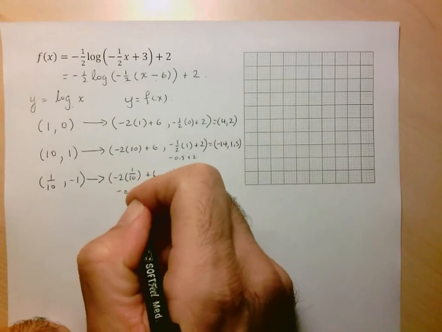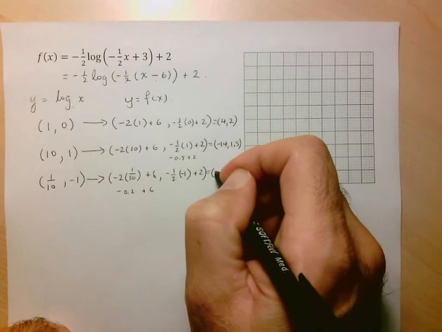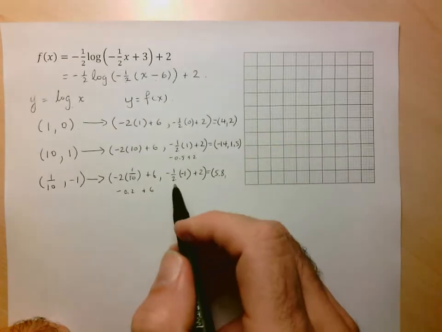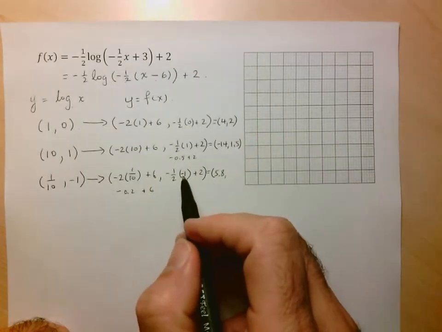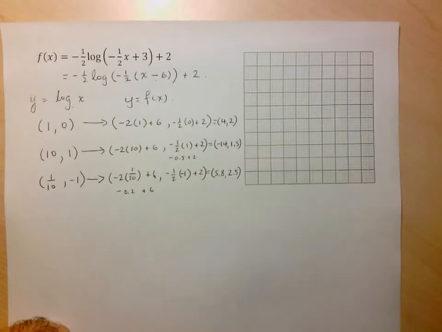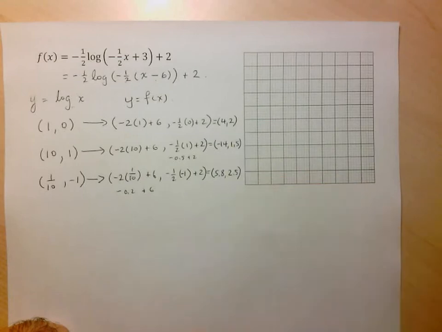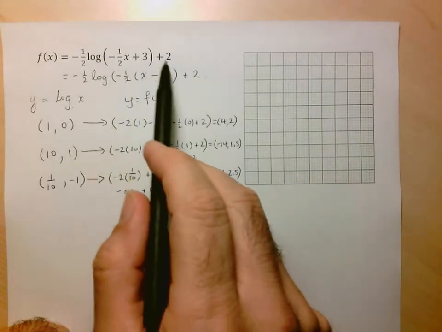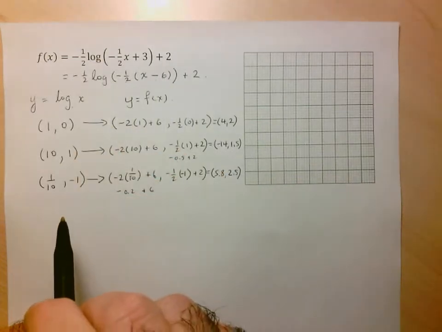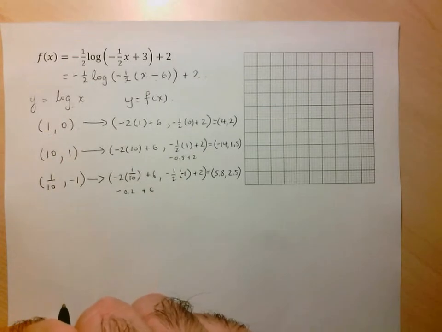So negative 0.2 plus 6, so that's going to be 5.8. And here I've got positive a half plus 2, so that's just going to be 2.5. Okay, so these are now the transformed points that we're going to use to sketch the graph. The other thing I'm going to use is the fact that this transformed logarithmic function, since it retains the shape of the parent, is also going to have a vertical asymptote.